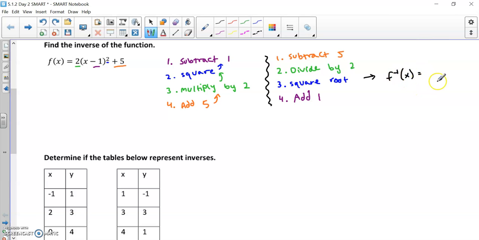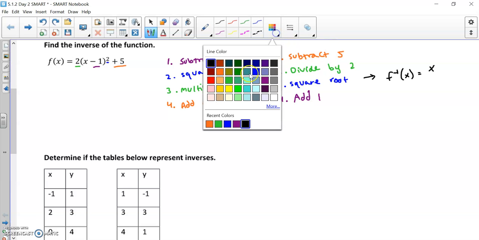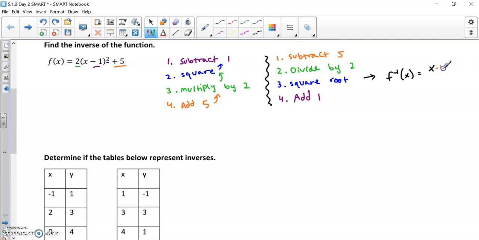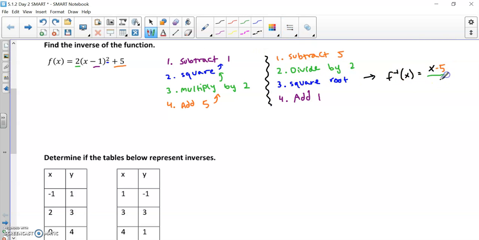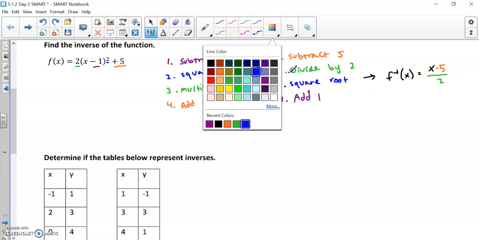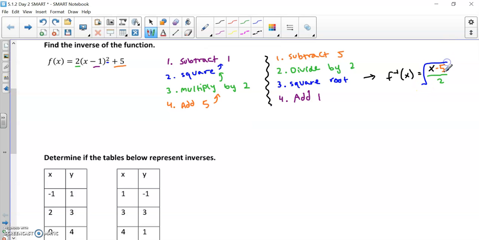So remember, I like to just write my floating x there because everything we do happens to the x. So now that I've written my x, I can start. So first I have to subtract 5, so I'll put a minus 5. Next, I have to divide by 2. So let's just put all of this over 2. The next step is to square root. So I'm going to square root everything I have here so far. So it's going to look like that.